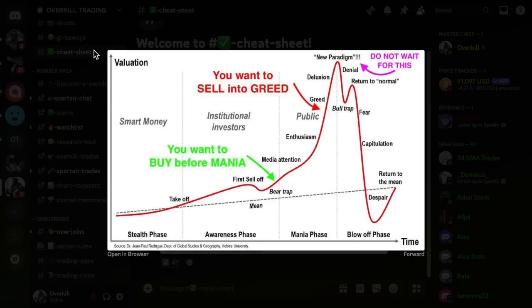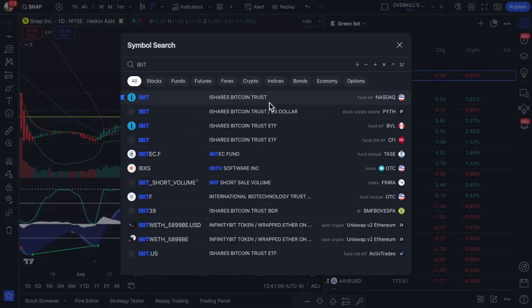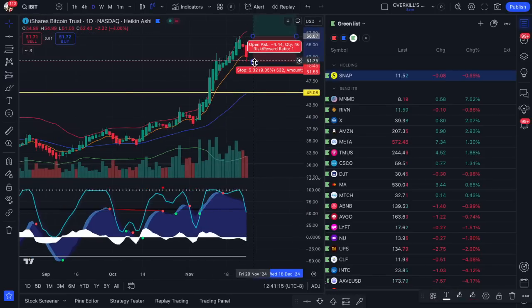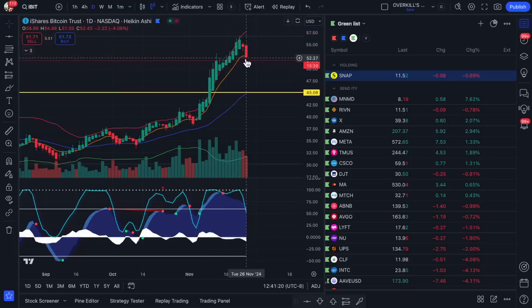When we're this far off the average price, go back to IBIT here. When we're this far off the average price, we don't want to be buying up here, right? Because we're buying at a massive premium, 20% premium. So I'm expecting IBIT to sell off back down to 45.